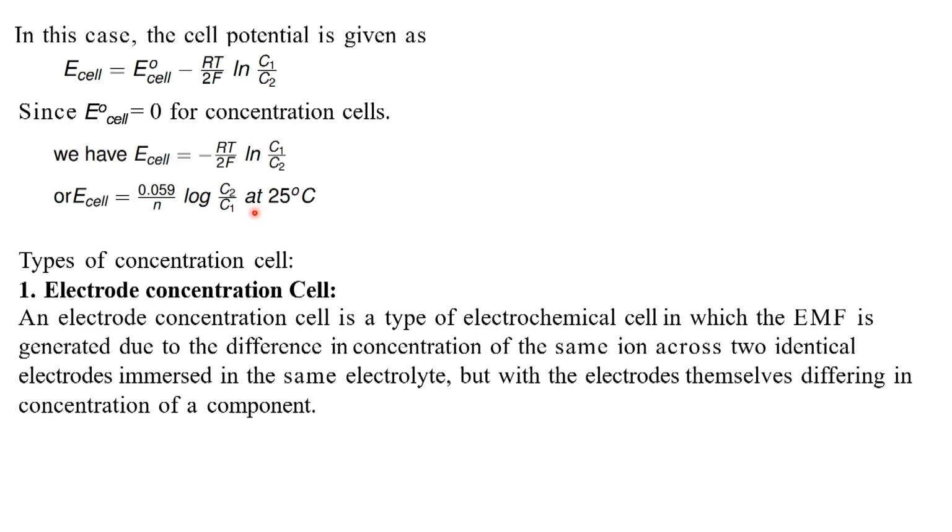Now there are different types of concentration cell. First is the electrode concentration cell. An electrode concentration cell is a type of electrochemical cell in which the EMF is generated due to the difference in concentration of the same ion across two identical electrodes immersed in the same electrolyte, but with the electrodes themselves differing in concentration of a compound.